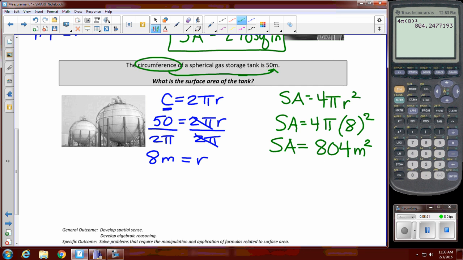So we have to realize that this is what I'm looking for in the end. If my question simply says the radius of this tank is whatever, we just jump right into our surface area formula. But we have to use our reading skills and ask, is it telling me my radius, or is it telling me some information that can find the radius? Because here it said the circumference, so I had to use the circumference formula before I went into the surface area formula.